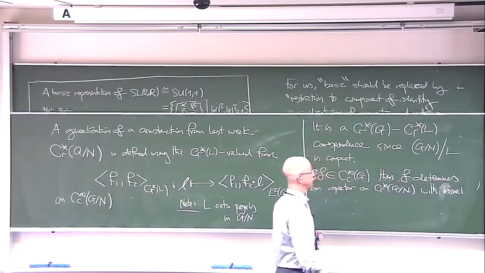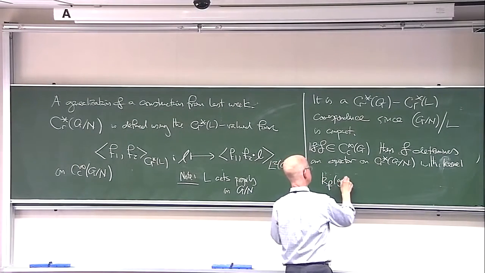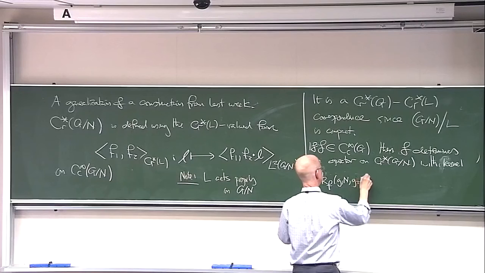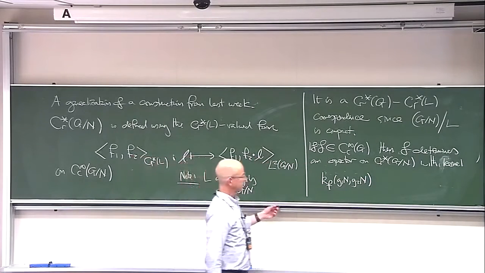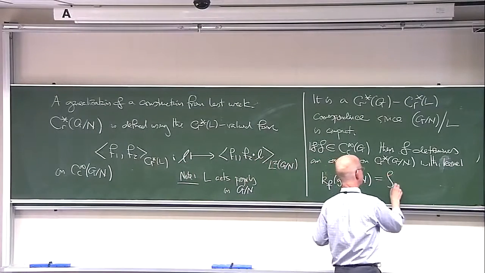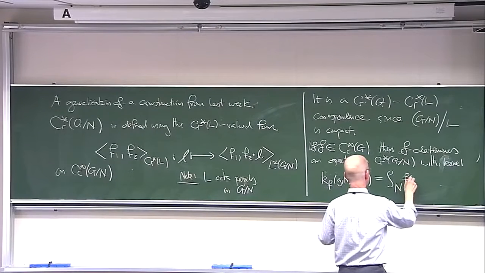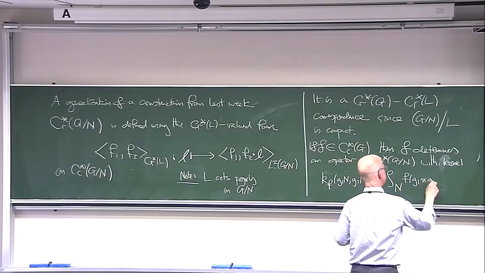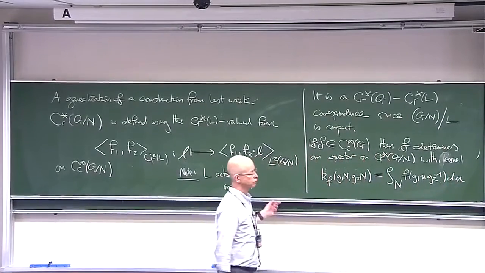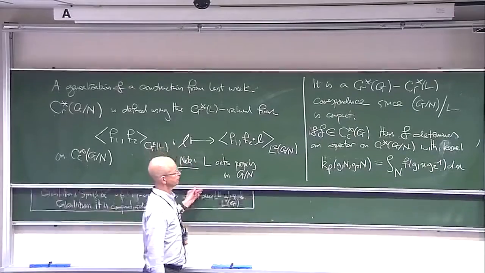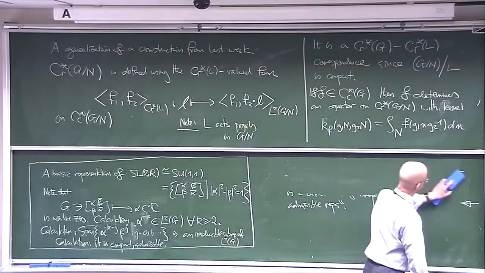That's in the sense of integral kernels, depending on f. So it's an integral operator, and here's what the kernel is. You just integrate over n. You can do a calculation. You'll see this is correct. Of f of G1 and G2 inverse, left there.